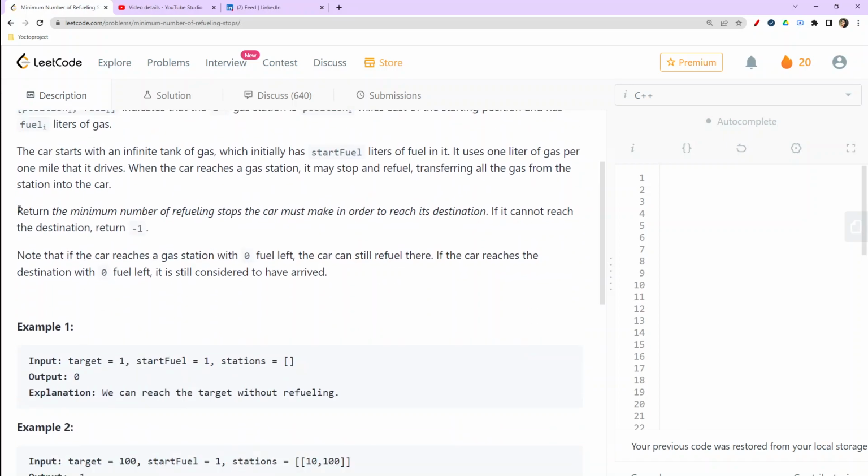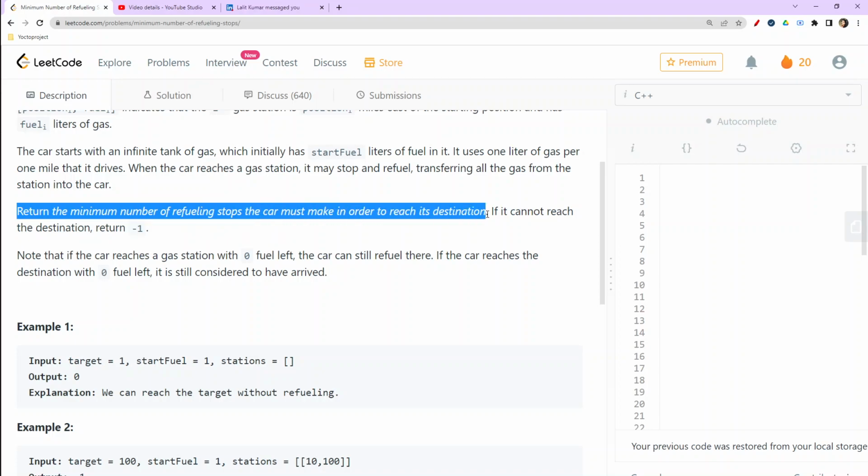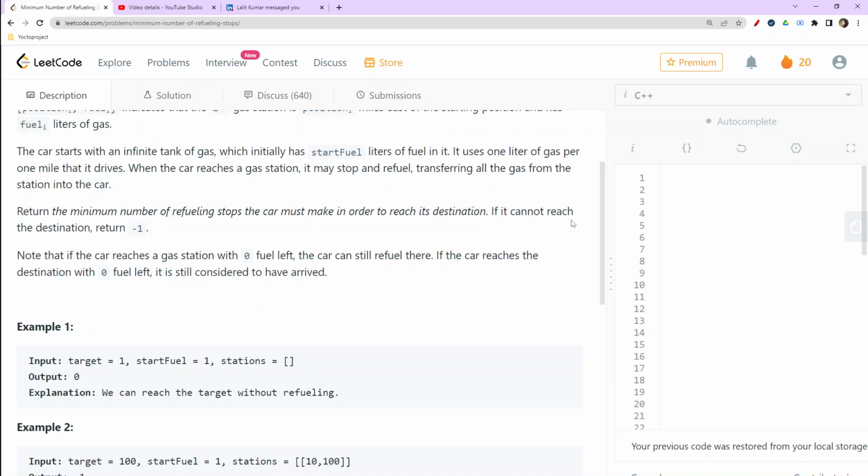Then at the end, we need to return the minimum number of refueling stops the car must make in order to reach its destination. We just are required to return the minimum number of refueling stops that the car needs to make. And that is the thing we need to think about here: how we get the minimum number and the best possible result. If it cannot reach the destination, then we are required to return -1.